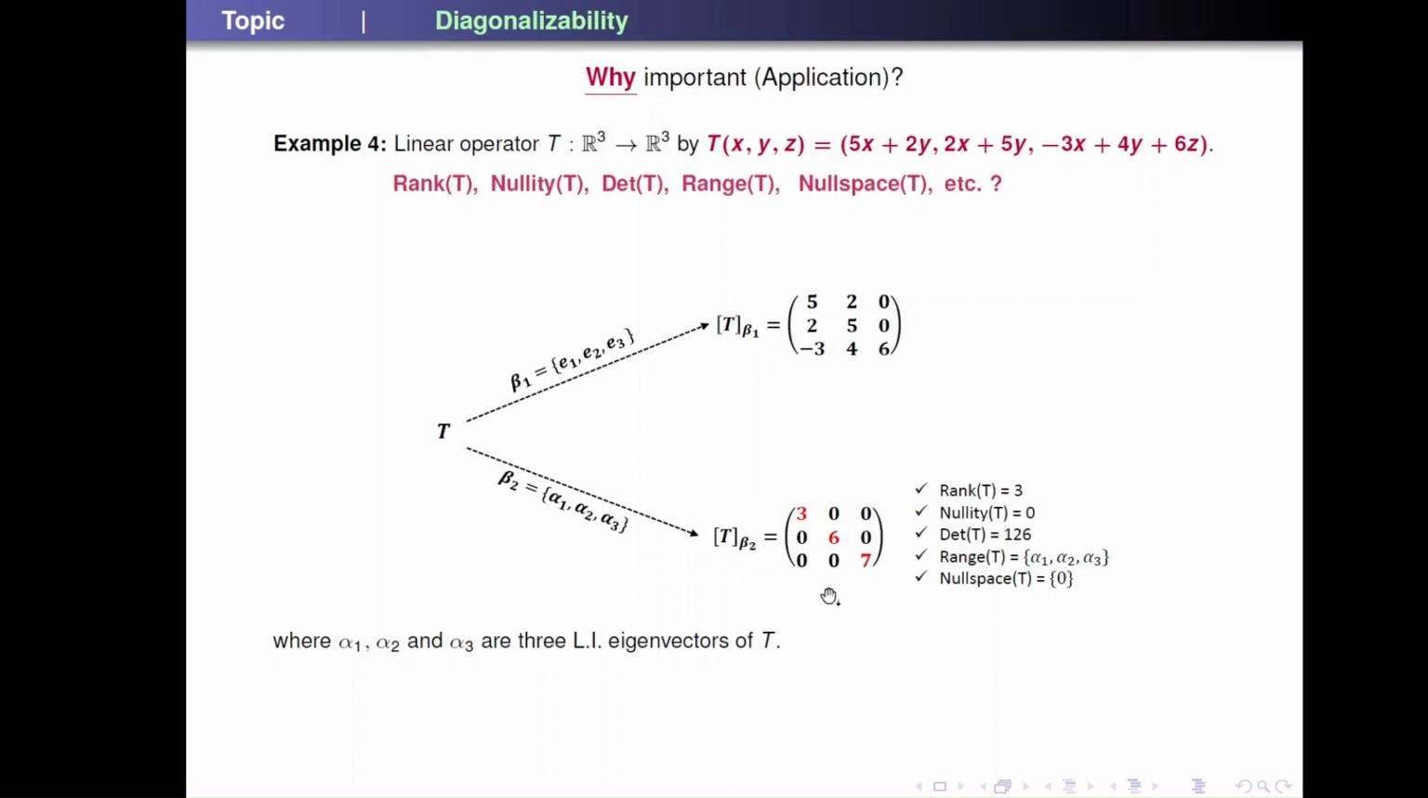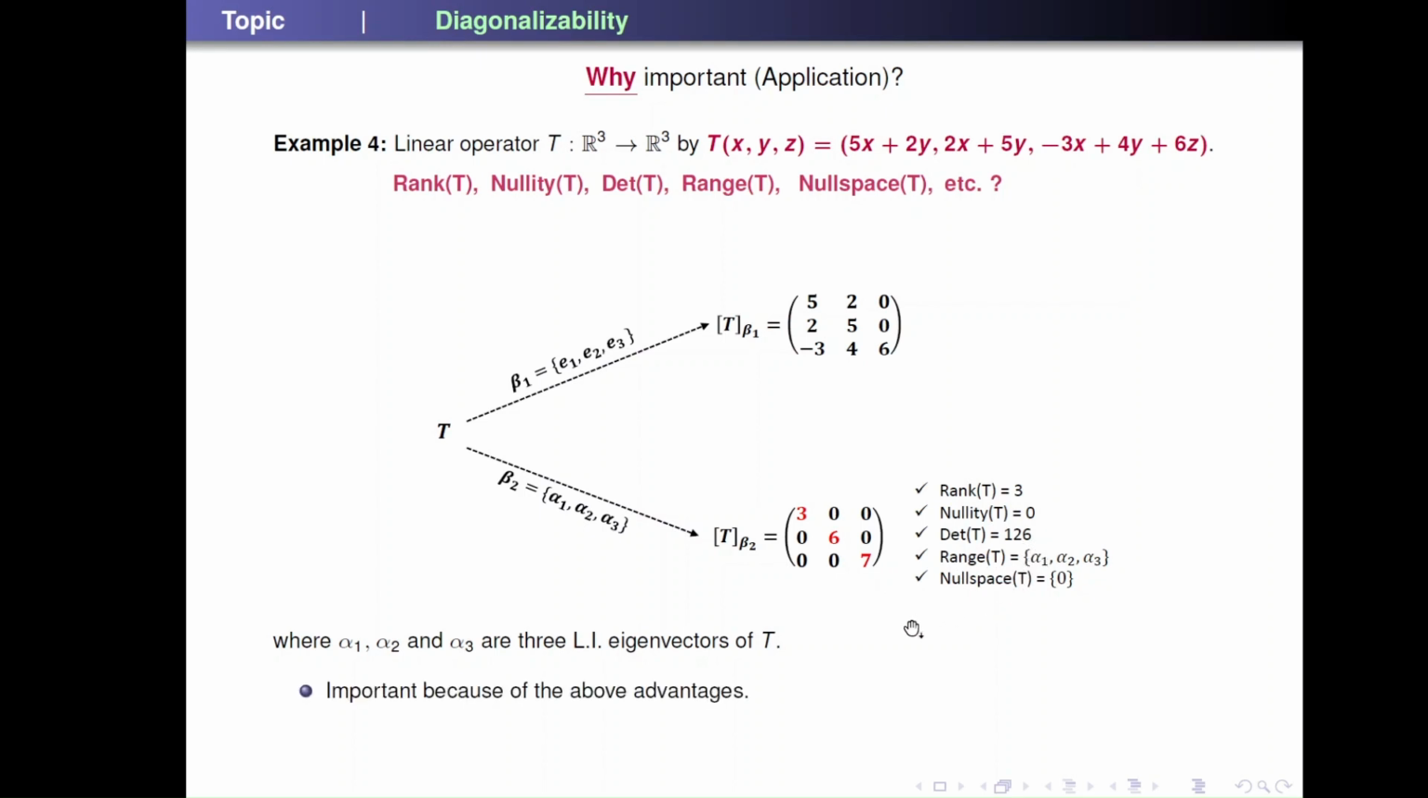Now by looking at this matrix, we can instantly answer all these questions. What is the rank of this operator? It is nothing but the number of non-zero diagonal entries of this matrix, and here it is 3. Therefore the rank of this operator is 3. And what is the determinant of this operator? It is nothing but the product of the diagonal entries, and therefore it is 126, and so on.